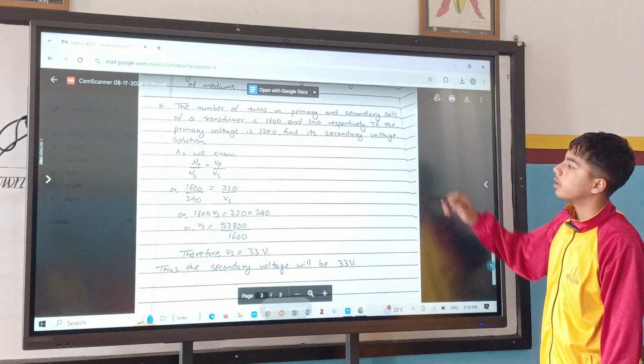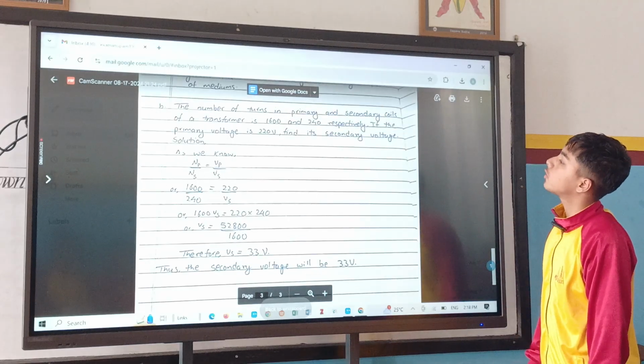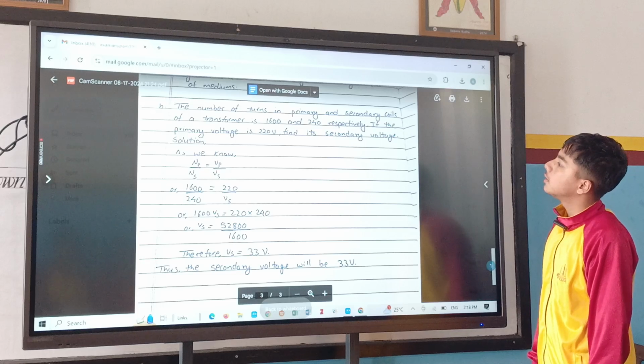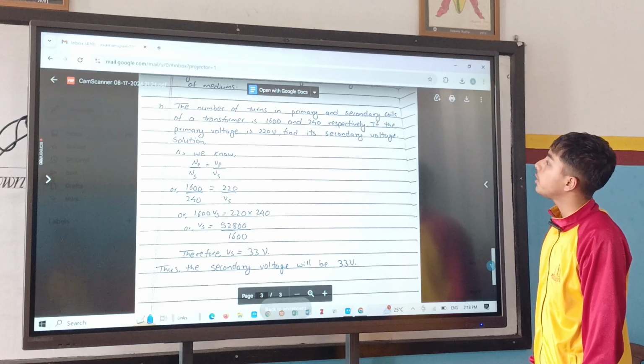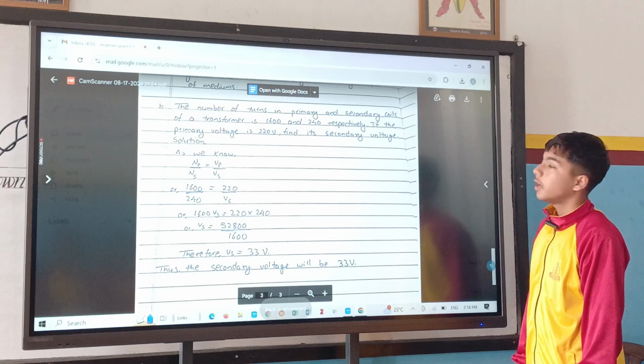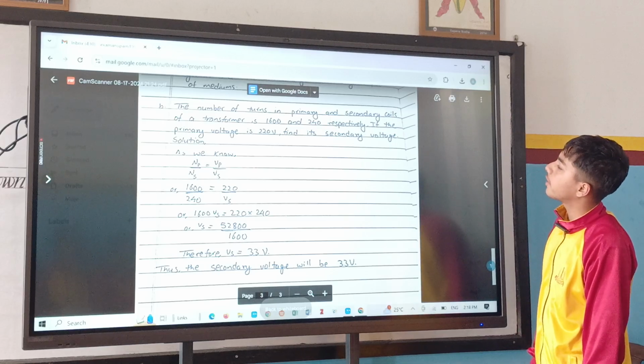Here is one numerical. The number of turns in primary and secondary coils of a transformer is 1600 and 240 respectively. If the primary voltage is 220 volts, find its secondary voltage.